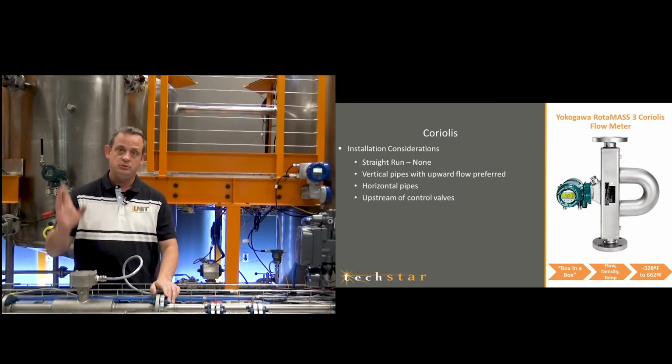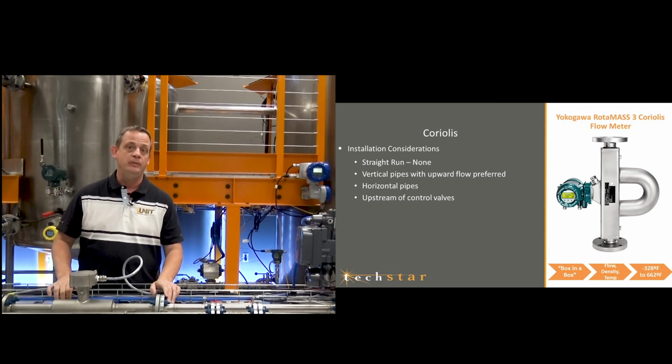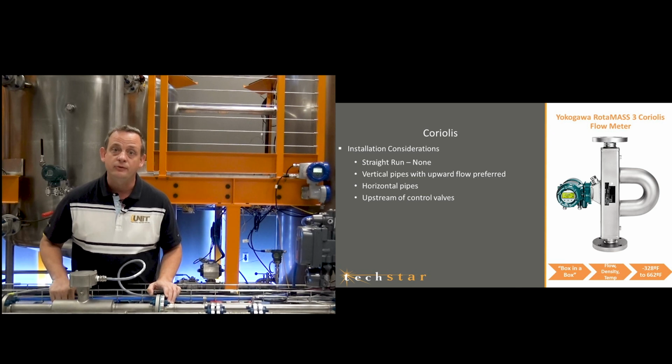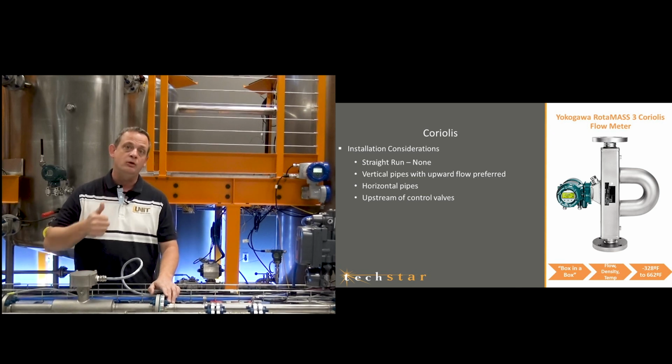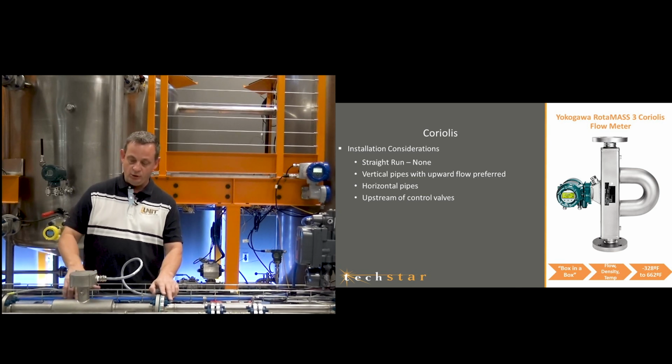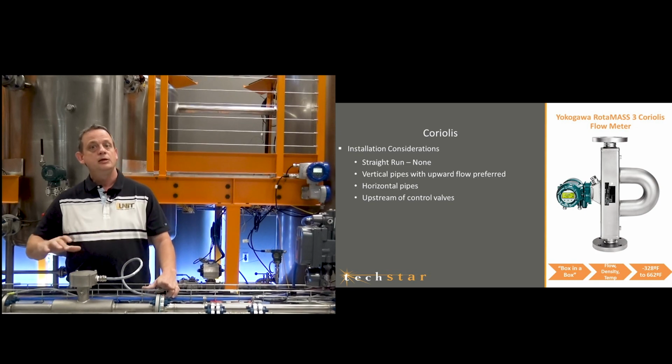Vertical mounts. You can mount vertical. That's a very preferred method for both liquids and for gases. You want flow to be going up. There is an arrow on the meter, on the flow body, telling you the flow direction.